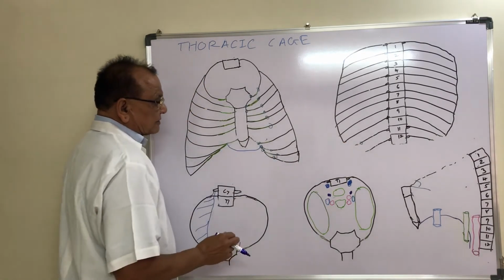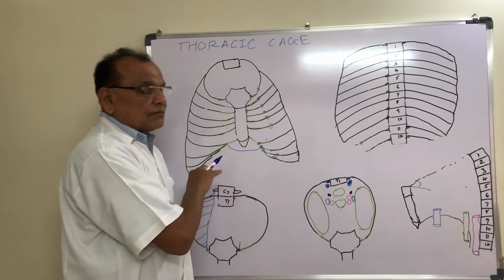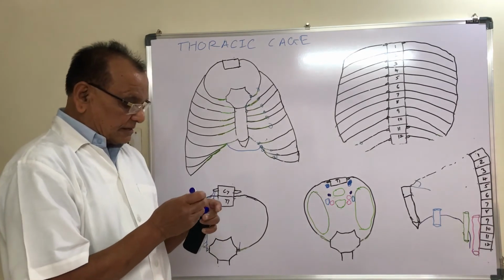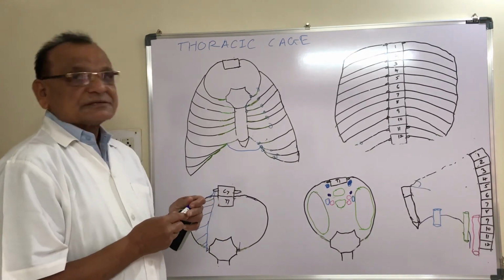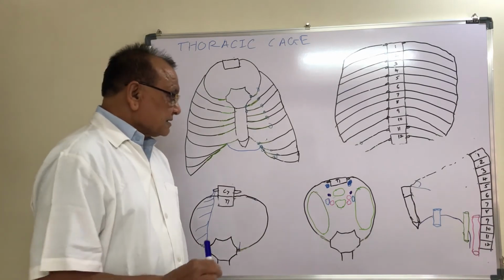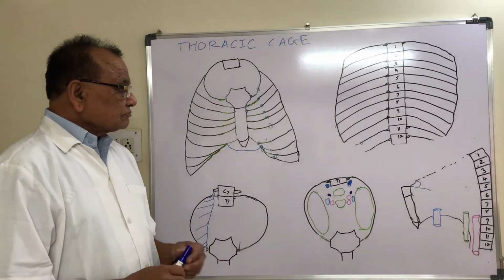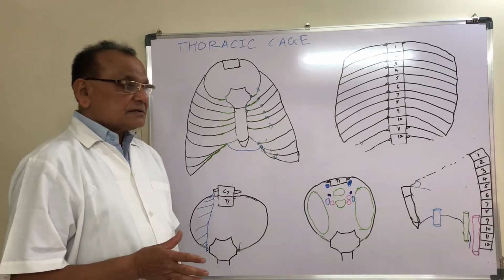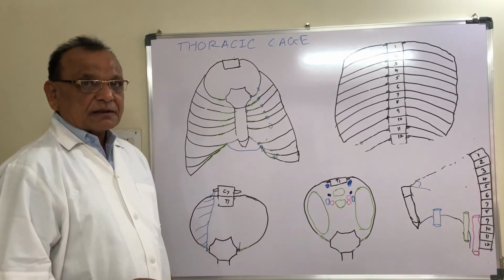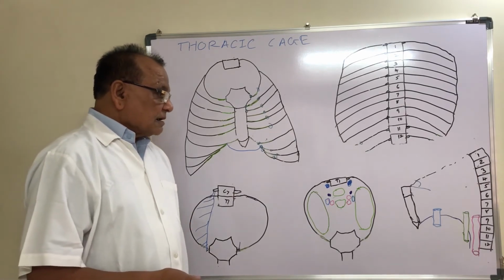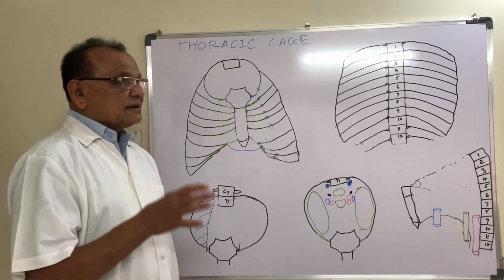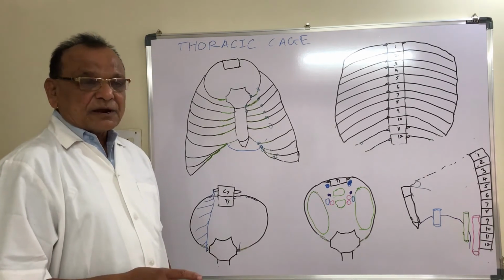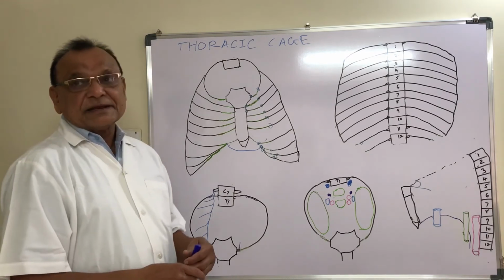This outlet of thorax is closed by a transverse partition, and that transverse partition is formed by the diaphragm muscle. In the diaphragm, two types of openings are present: minor openings and major openings. About the minor openings we will see when the time comes. Today I will talk about the major openings. The major openings are 3 in number.